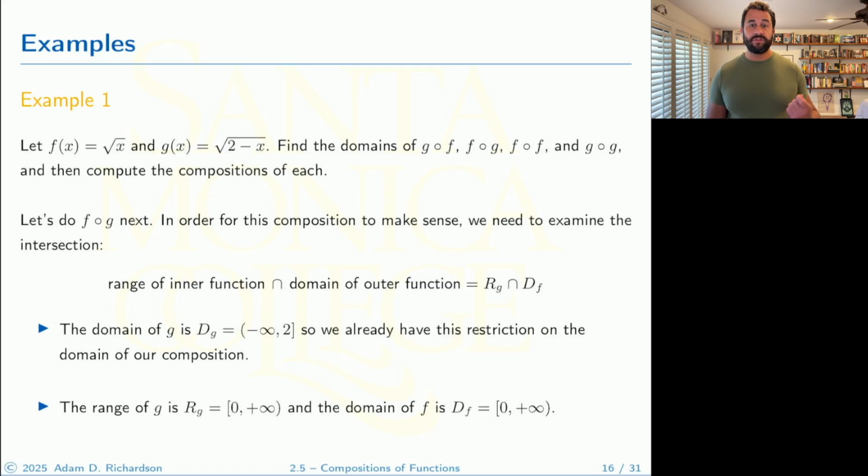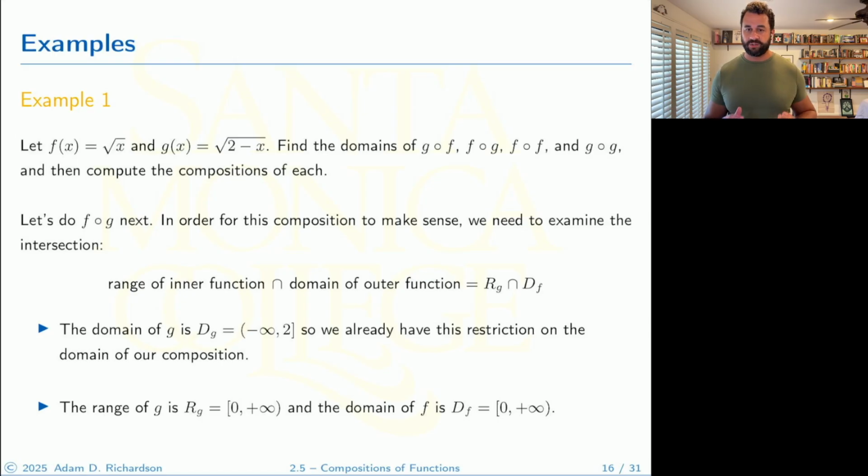So once again, in order for this composition to make sense, we need the range, the stuff coming out of g, to at least partially live in the domain of f, right? We need g to spit things out that are actually processable by f. So just like before, we're going to look at the range of the inner function intersected with the domain of the outer function, range of g intersecting domain of f, right? Now, in the very beginning, the domain of g already has this restriction. So we already know we can't put anything into this composition unless it is less than or equal to 2.